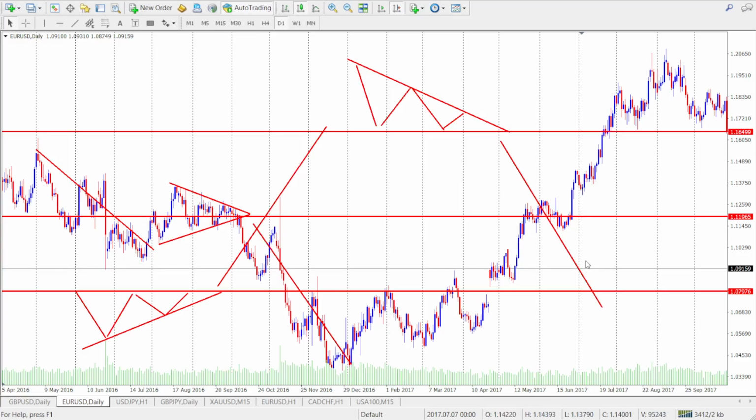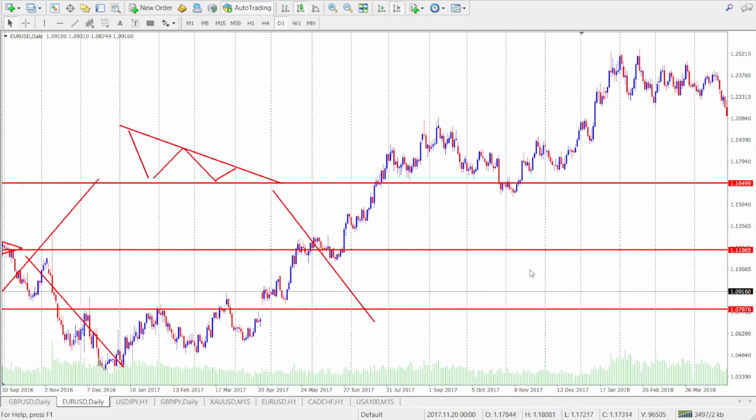These triangles could be continuation patterns, or they could be reversal patterns, depending on market condition. All right, depending on market condition. And then we also have flag and pennant patterns.